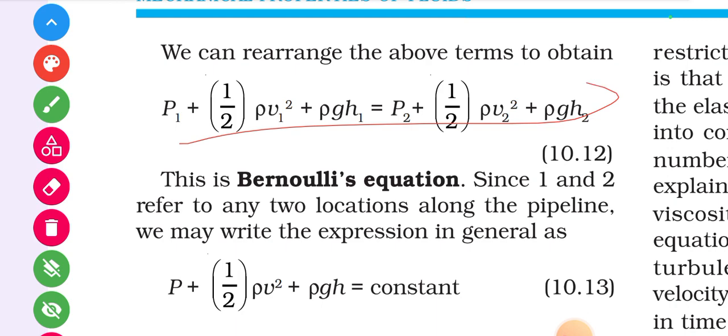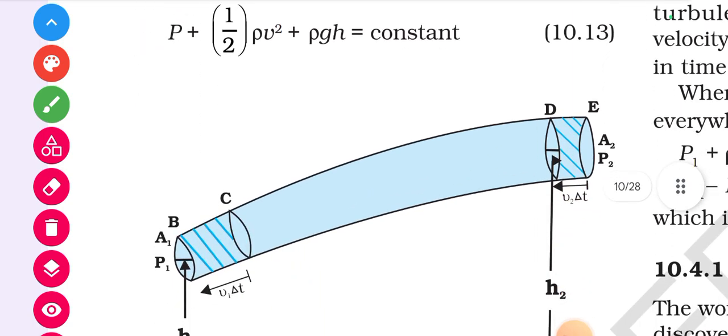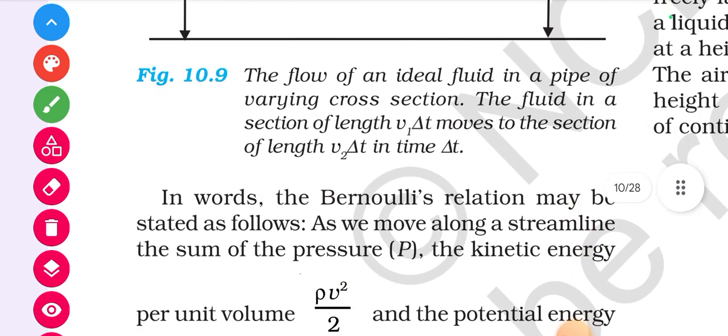It simply says that, because it has been divided by volume, pressure energy per unit volume plus half m v square divided by volume, that is half rho v square, the kinetic energy per unit volume, plus the potential energy per unit volume is a constant. Very important theorem. We will discuss a lot of applications.